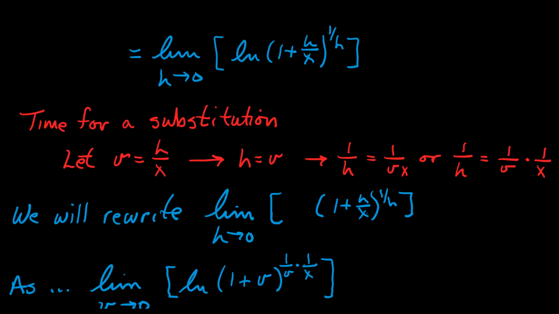All right, so at this point we have that limit at the top of the screen. What we're going to do is attempt to clean this up a little bit and put it in a slightly different format to move forward. We're going to let v equal h over x. So this h over x here is going to be redefined as v. Okay, so that gives us that v is equal to h over x, or h is equal to v times x. Or we can invert both sides, and this gives us that 1 over h is equal to 1 over v times x.